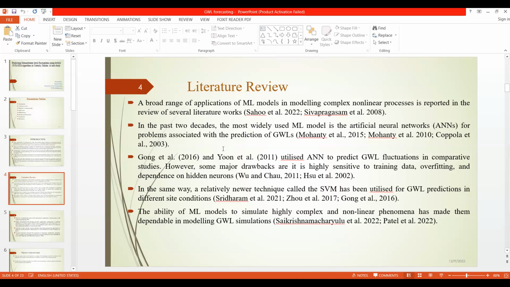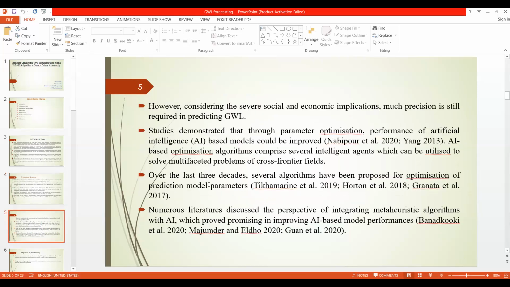So what gradually happened is that more optimization algorithms have been developed, and those algorithms have been used to optimize the parameters of these conventional models, like GWO, that is Grey Wolf optimization, GOA, grasshopper optimization algorithm, and a lot of algorithms like that are there.